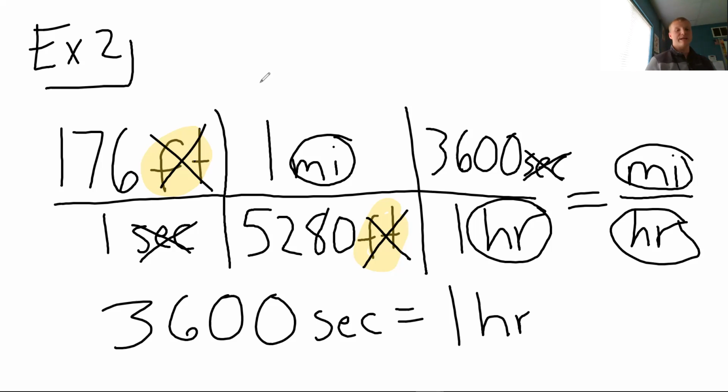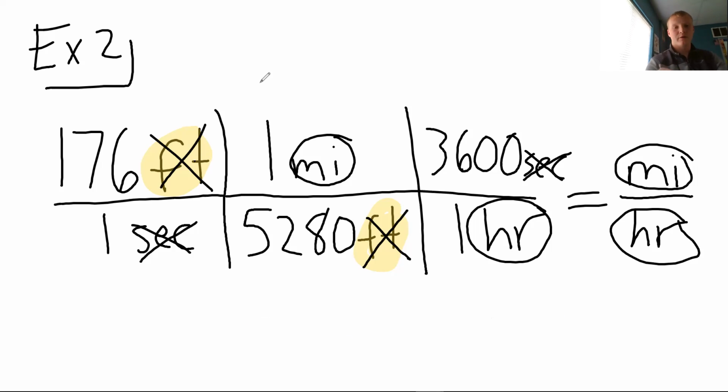So from there, I would take 176 times 3,600. This is where I would definitely want you to be using a calculator because that's a big problem there. So 633,600 divided by 5,280. That's going to give us an answer of 120 miles per hour.